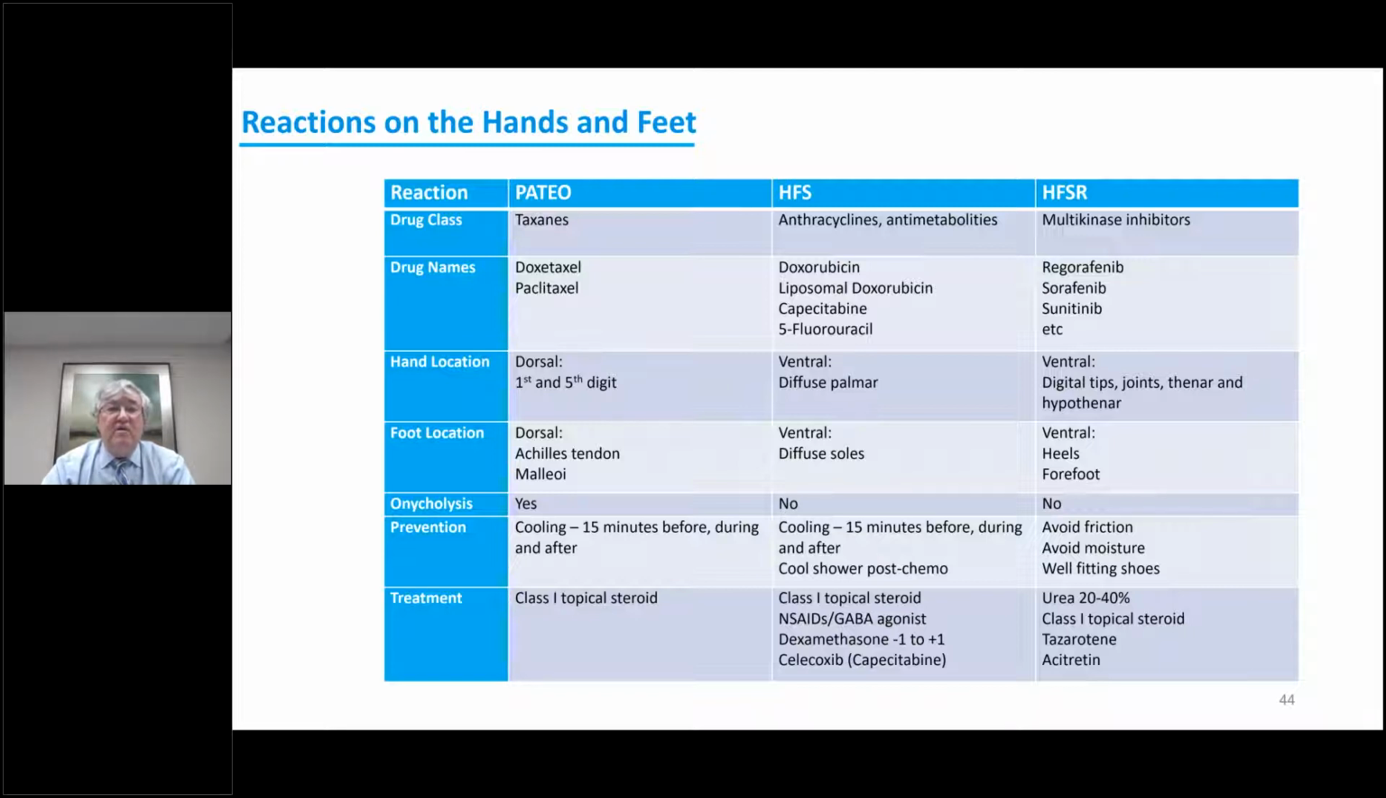The PATEO tends to be on the dorsal and the Achilles tendon and the malar prominences, whereas the hand-foot syndrome tends to be diffuse on the ventral surface of the soles. And again, the hand-foot skin reaction, heels and forefoot. And you can see there are different ways of potentially treating it. Steroids can be of some use, and non-steroidal anti-inflammatories, and even sometimes acitretin can be useful, particularly in the hand-foot skin reaction.